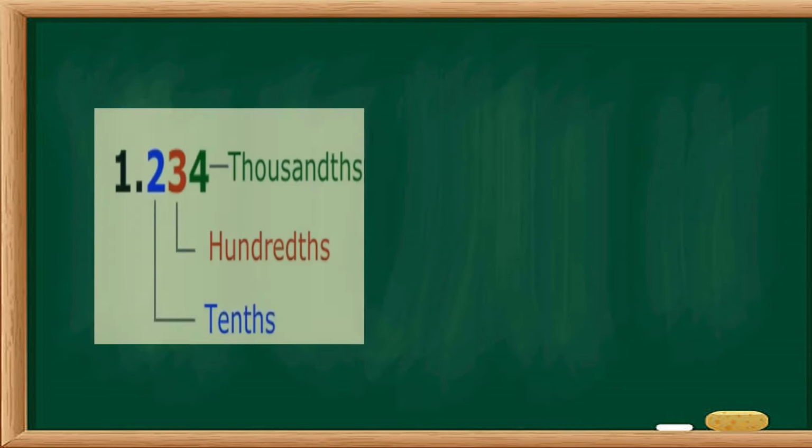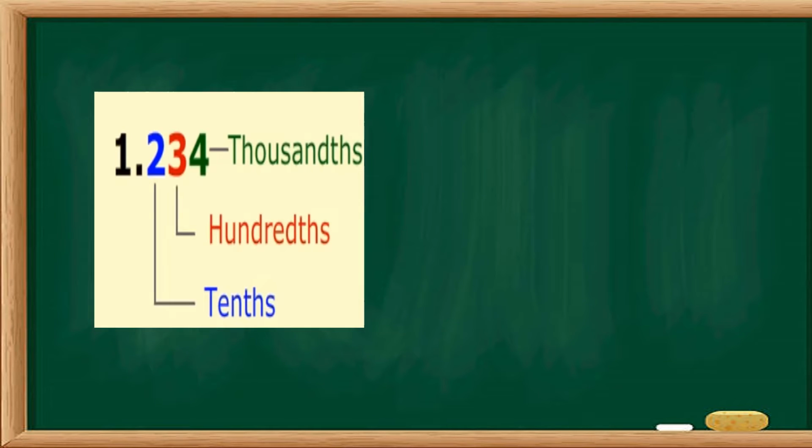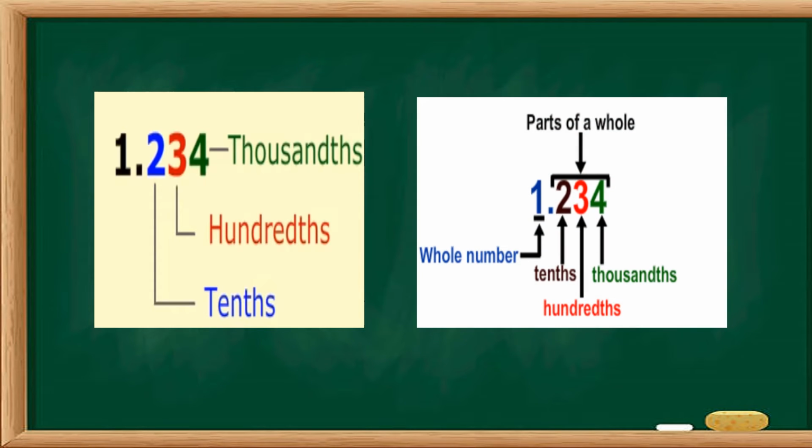Both decimals and fractions are ways to show numbers that are part of a whole. With decimals, the parts are broken into tenths, hundredths, thousandths. The numbers after the decimal point are what we call the decimal number. So here, 2 is in the tenths place, 3 is in the hundredths place, and 4 is in the thousandths place. And 1 here is what we call the whole number.